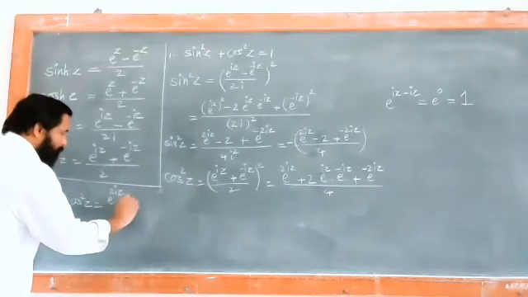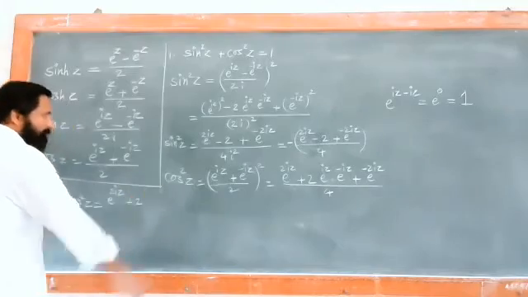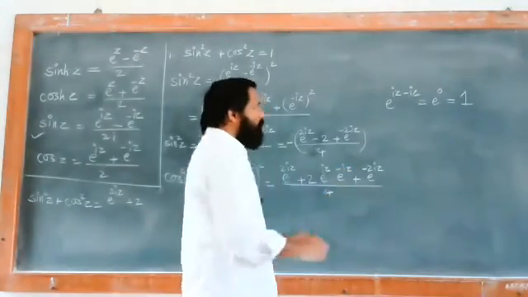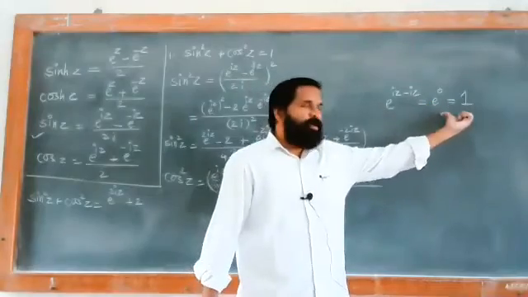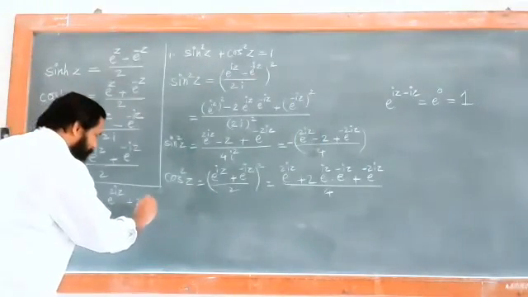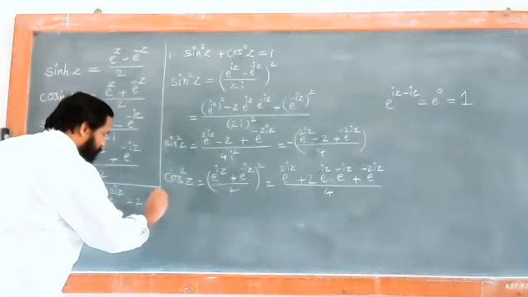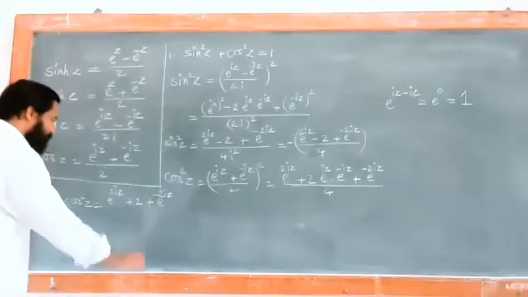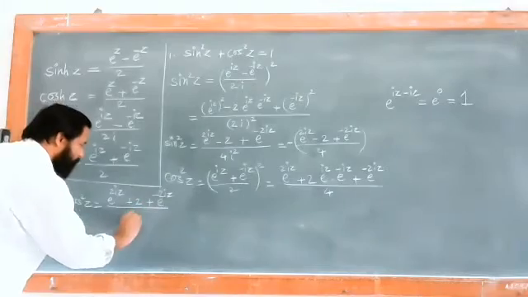Okay, plus 2 times. What about this one? e raised to iz into e raised to minus iz is equal to e raised to 0, which is equal to 1. So the only term left is 2 plus e raised to minus 2 times iz, divided by 4.